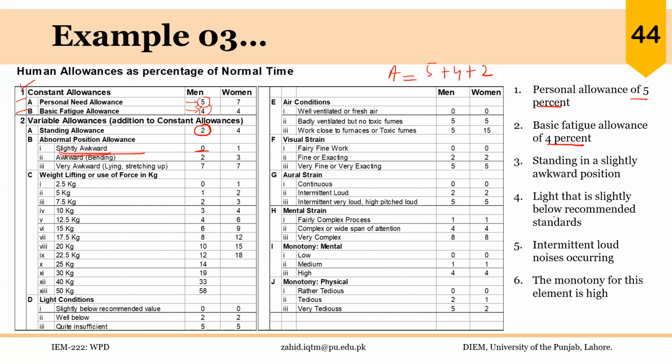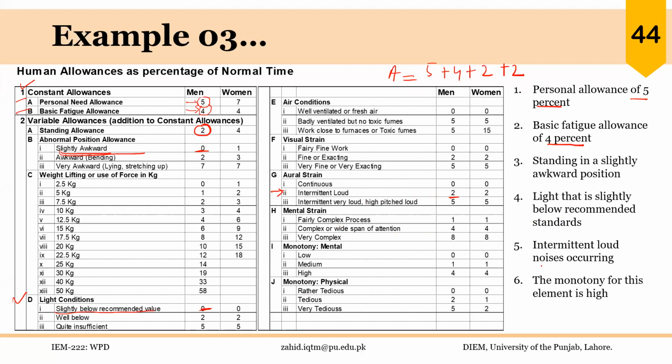Light that is slightly below recommended standards. So we have to see the light conditions here, slightly below recommended value. There is no allowance to be added for that. And intermittent loud noise occurring. So for intermittent loud noise, we are having an allowance of 2%.